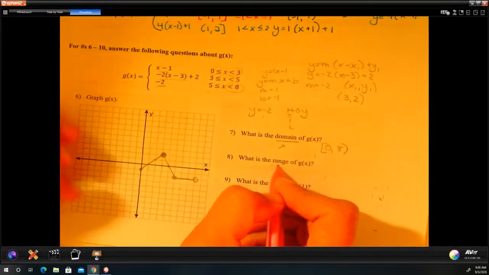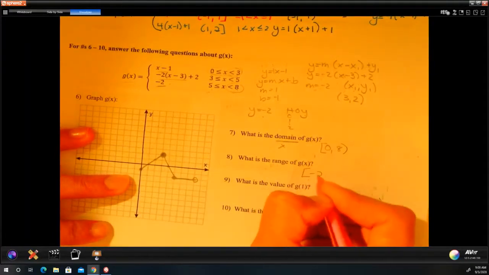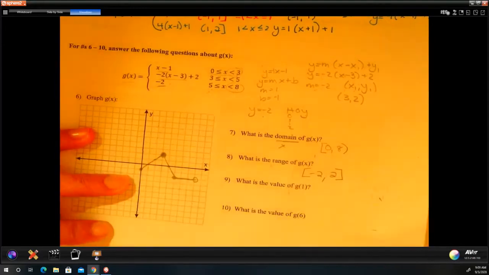Okay, range is your y value. So we want to go from the bottom. It does include negative 2 all the way up to 1, 2, positive 2. And that's a solid point.